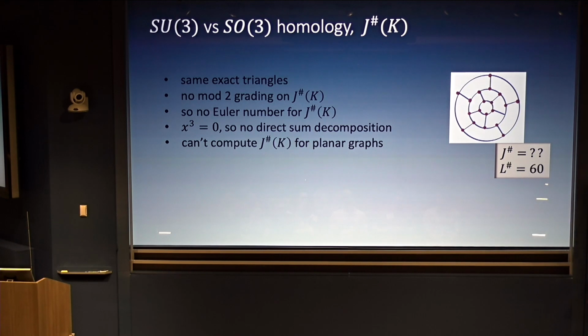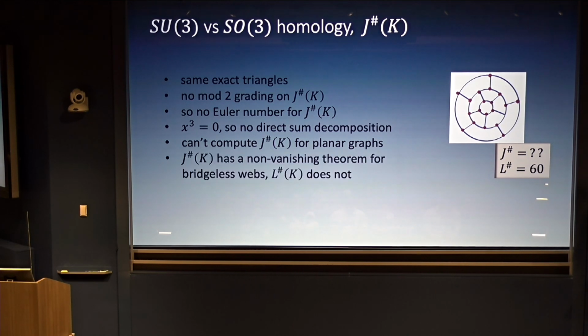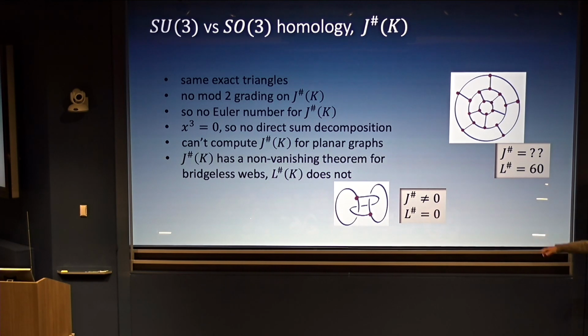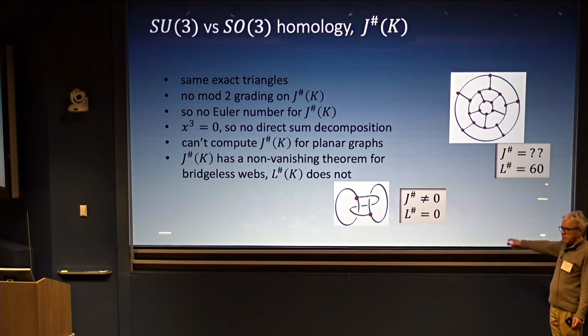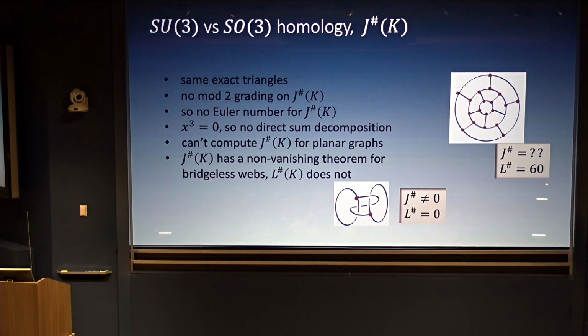We don't know what is the dimension of J sharp for that dodecahedral web. That's the sort of first case that's really interesting, and we just don't know the answer. We do know it for L sharp on account of the simpler potential there. L sharp does not have a non-vanishing theorem for bridgeless webs. J sharp has to be non-zero for that guy. It's a bridgeless web theorem, non-zero. L sharp is 0. I think J sharp has rank 4 for this thing. L sharp is 0.